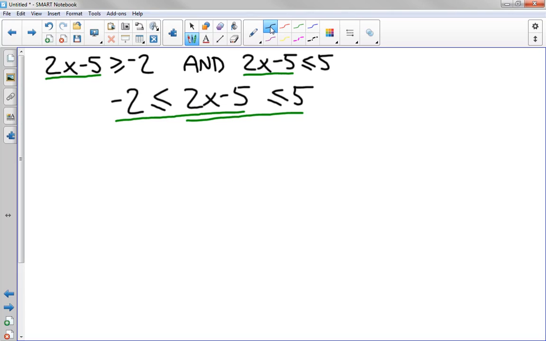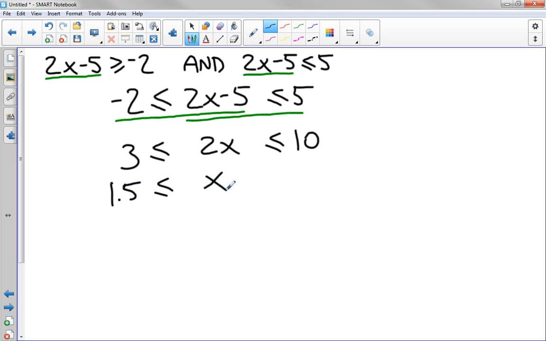Now the good thing about this shorthand notation is it works exactly like solving equations and inequalities. You just have to do the same operation, this time on all three sides. So what I'd like to do is add 5 to all three sides. Negative 2 plus 5 is 3. And then 5 plus 5 is 10. Now we're going to divide by 2 on all three sides. So 1.5 is less than or equal to x is less than or equal to 5.